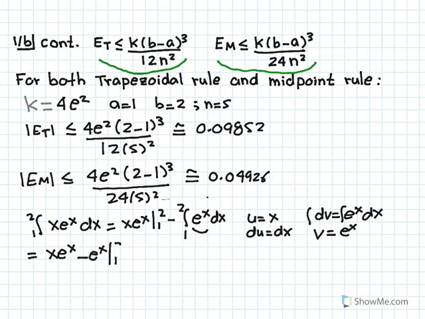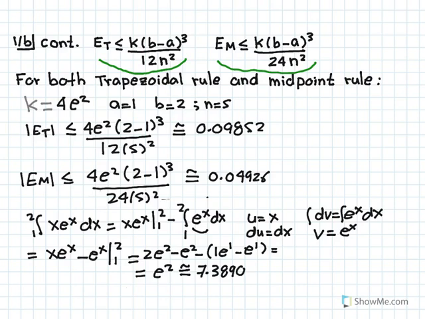Evaluated from 1 to 2, we apply the fundamental theorem of calculus. Put the upper limit in, we get 2e squared minus e squared, minus, put the lower limit in, we get 1 times e to the 1, minus e to the 1, and that's just e minus e, which is 0. So the result is 2e squared minus e squared, which is e squared. Let's approximate that or decimalize it, we get 7.38906.